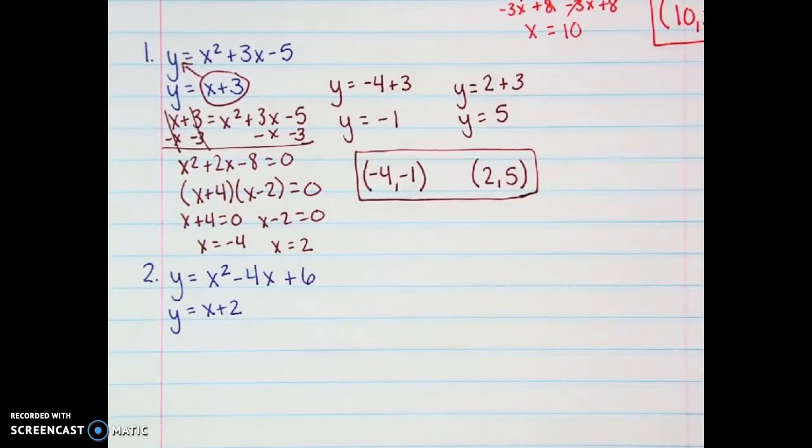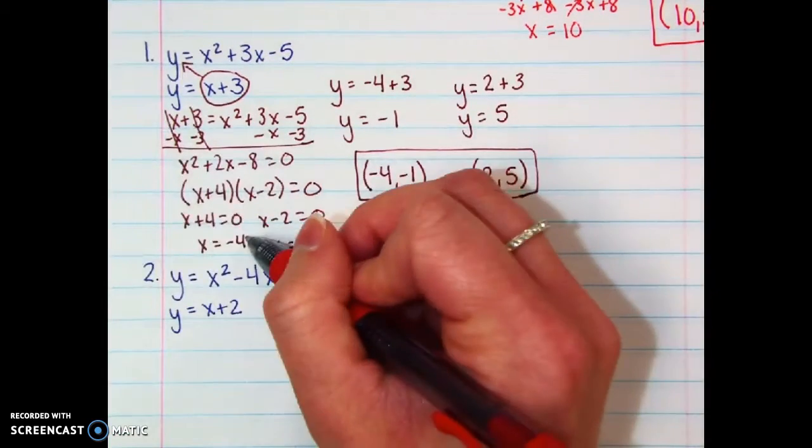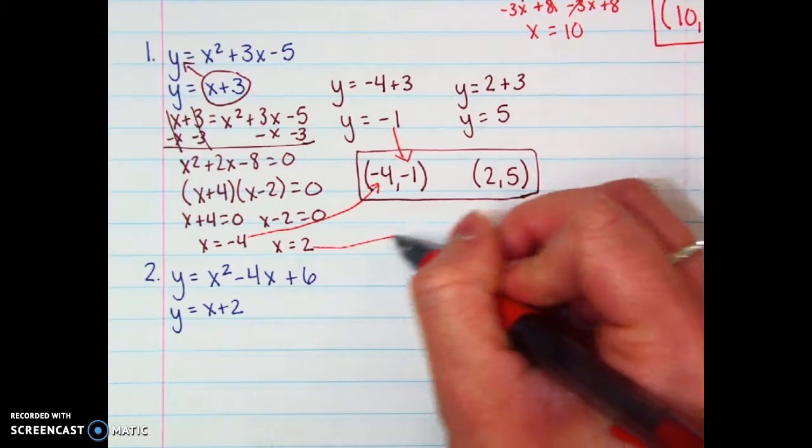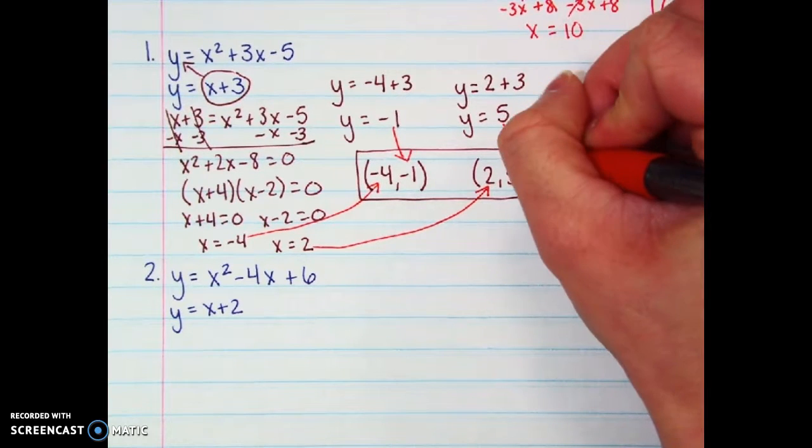Okay. So if you're not sure where I got these numbers from, this negative 4 and this negative 1, this 2 and that 5.